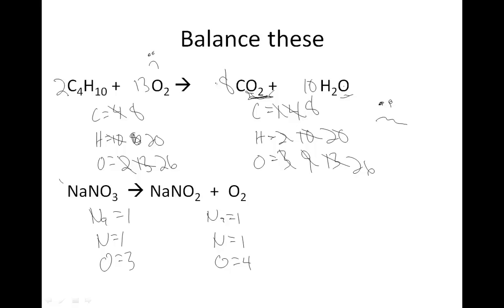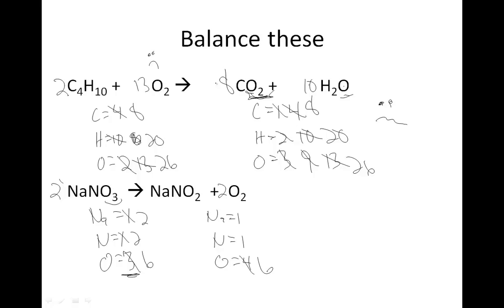If I want to have these things balance, I look at this 3 right here, and there's only one spot for this. So what's going to happen is, if I can get 6 right here by putting, say, a 2 right here, that would be 4 plus 2 would be 6, but that's not 3. So then what I can do is put a 2 over here, right? So that gives me 2 Nas, 2 Ns, and 6 oxygens. So now my oxygens are better.